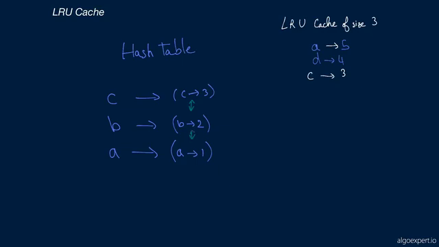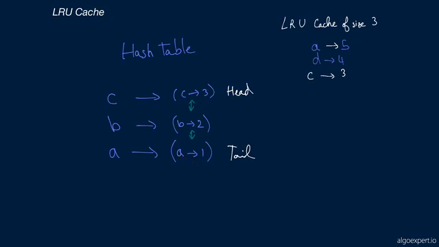And so here in this case, the tail of the doubly linked list would be here at the bottom, and the head of the doubly linked list would be here at the top because, remember, we added A1 at the very beginning, and then we added B2 and then C3. So C3 is the most recent key value pair, so it's going to be the head of the doubly linked list, and A1 is going to be the tail.